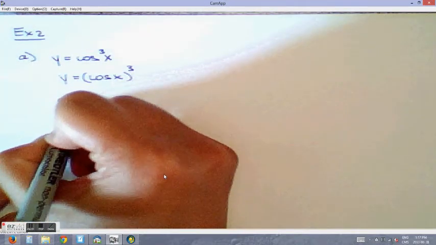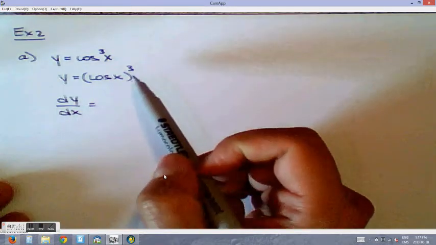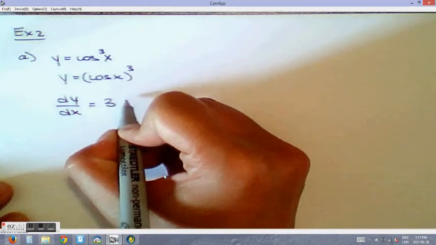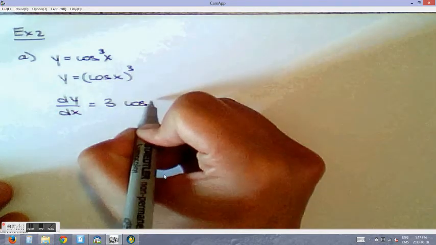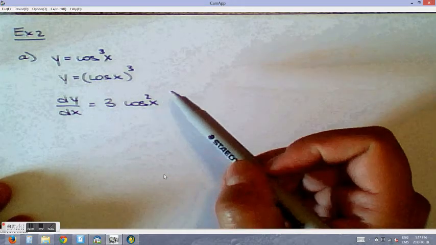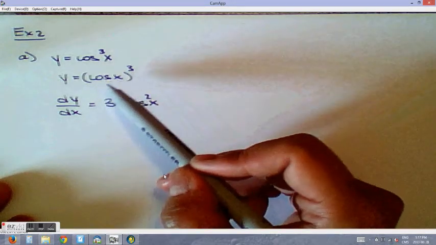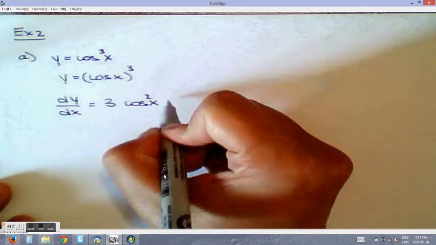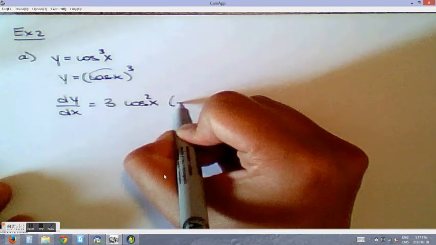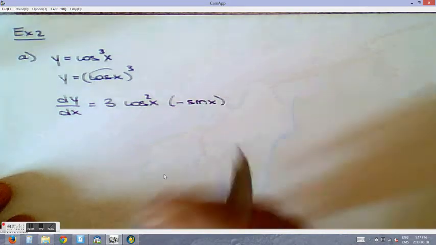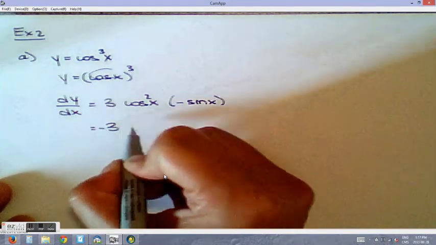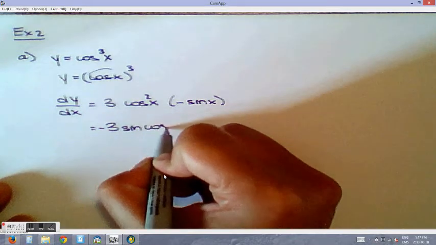So dy by dx, what we're going to do is just bring down the exponent of 3, and then it'll just be cosine squared x, because remember we subtract 1 from the exponent, and then we would derive what's inside the bracket, which is cosine x. So we multiply that with the derivative of the inside, which is negative sine of x. Negative 3 sine x cosine x.